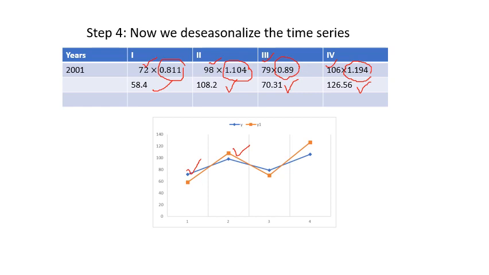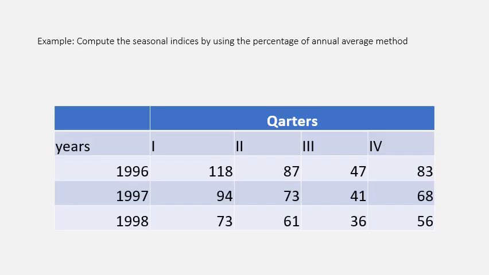So this is only 1 year, so the picture is not very clear, but you can understand the steps very clearly. So in the next slide, I have taken 3 years. Okay. Now this is a full question. In this question, compute the seasonal indices by using the percentage of annual average method. There are 3 years and 4 quarters.